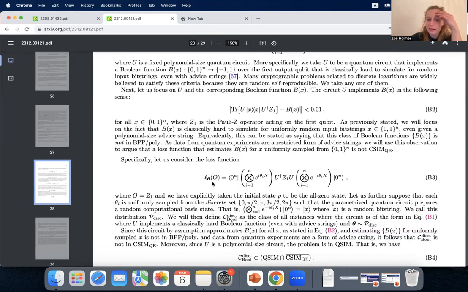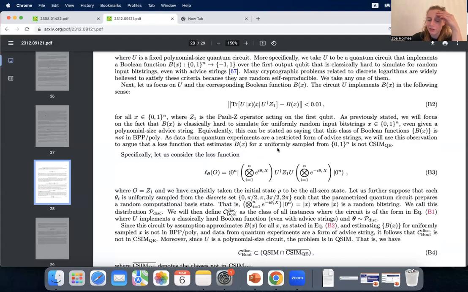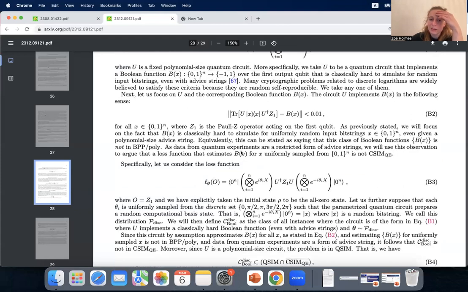And then we're going to consider this loss, which is basically just for different theta values here, you're going to get a random computational basis state. We're going to consider actually just a discrete set, so this means you get a fixed computational basis state. And what this loss then does is estimate this Boolean function. And then we can use the fact that Boolean functions are meant to be hard to estimate.